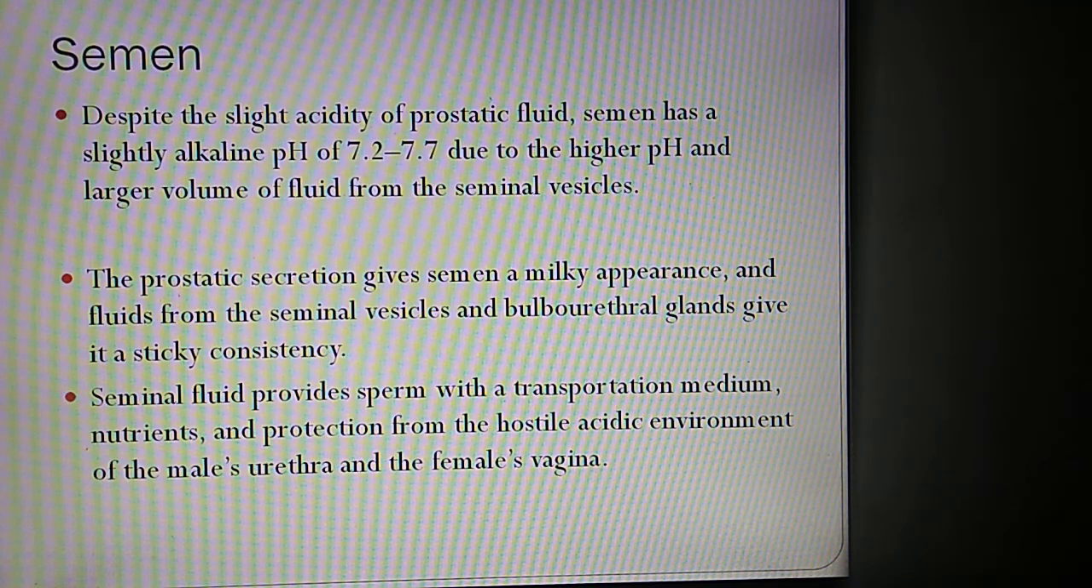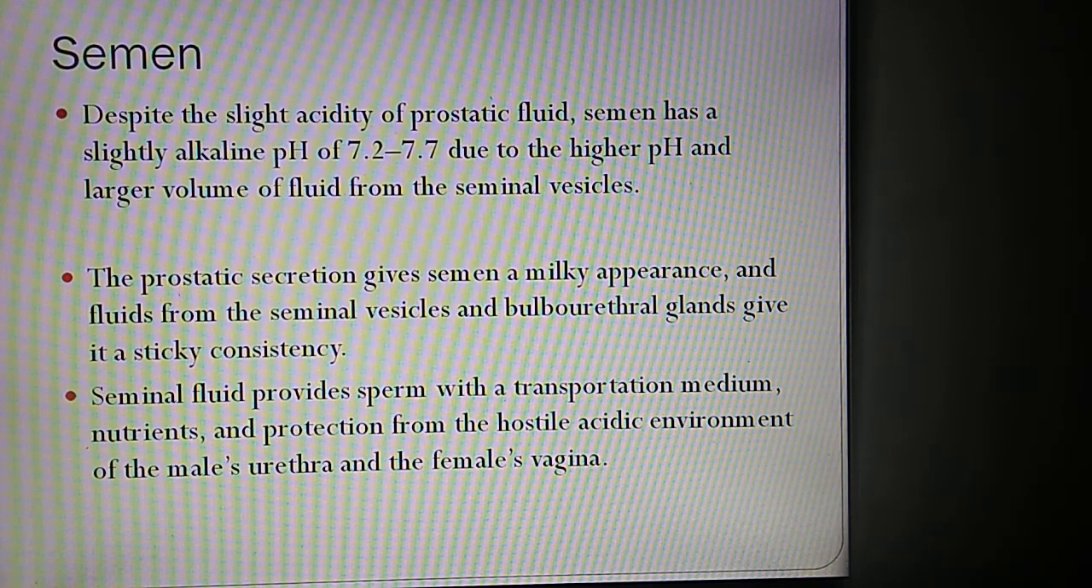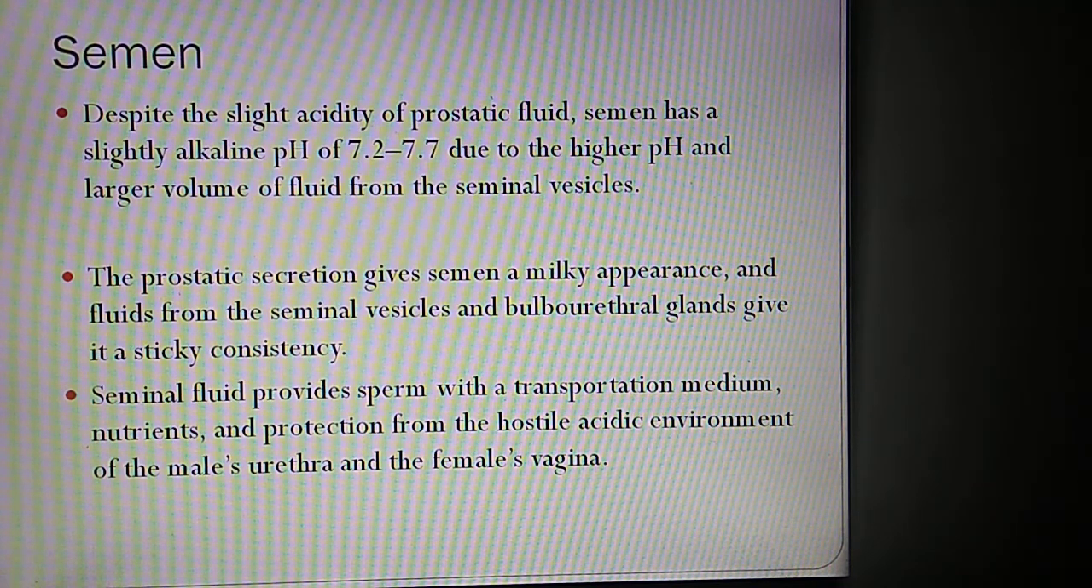Despite the slight acidity of the prostatic fluid, semen has a slightly alkaline pH of 7.2 to 7.7 due to the higher pH and larger volume of the fluid from the seminal vesicle. The prostatic secretion gives semen its milky appearance, and fluid from the seminal vesicle and bulbourethral glands gives its sticky consistency. Seminal fluid provides sperm with a transportation medium, nutrients, and protection from the hostile acidic environment of the male urethra and the female vagina.